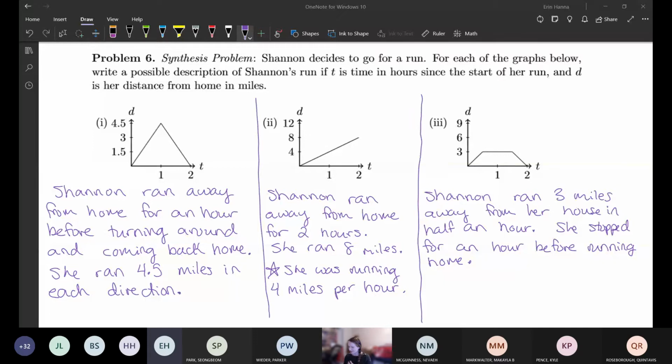Just looking at these graphs and trying to figure out a generic kind of situation and just being able to read these. So the fact that the first one goes up and then directly back down means that she didn't stop anywhere. She just kind of pivoted and went right back. The second one doesn't turn back around at all. And then the third one has that break in the middle. Really, really good.